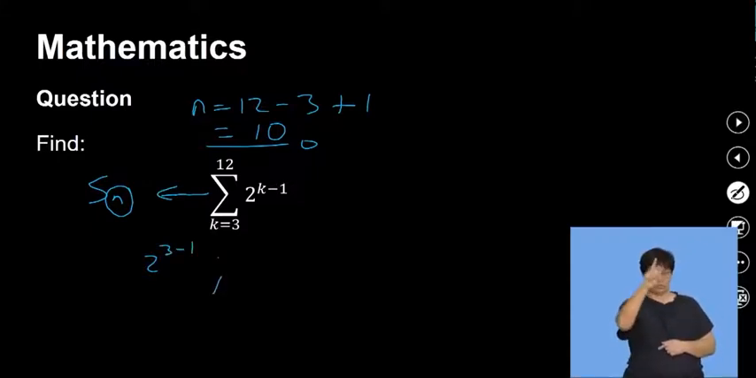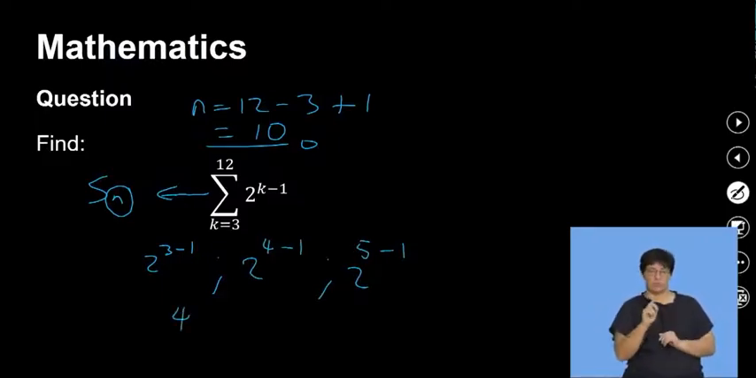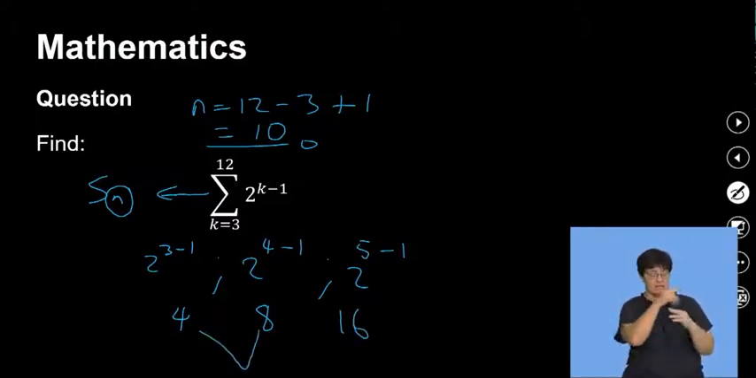The second term will be 2 to the exponent of 4 minus 1. The third term will be 2 to the exponent of 5 minus 1, like that, right? So 3 minus 1 is 2, this will give me 4. 4 minus 1 will be 3, this will give me 8. 5 minus 1 is 4, this will give me 16. So if I divide here, I will have 2. If I divide there, I will have 2, right?